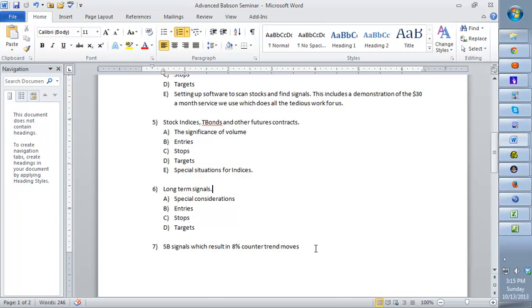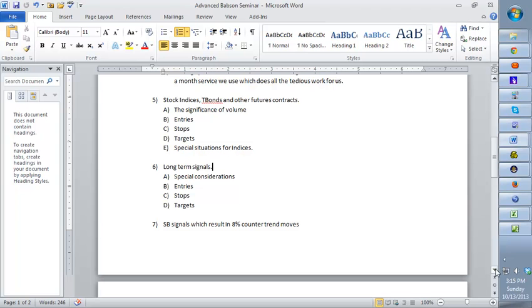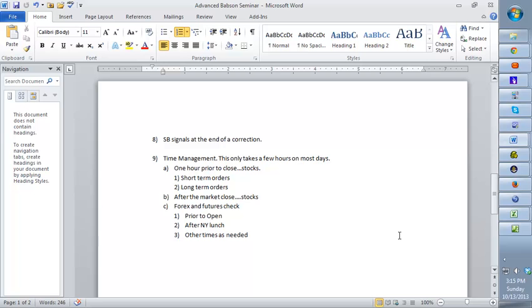Then we're going to talk about something called SB signals, which is a different approach, and which often results in 8% counter trend moves. And then we'll talk about SB signals at the end of a correction. When you get one of these, sometimes the prices won't go past that point for an incredibly long time, and it's kind of neat. And then we'll talk about time management.